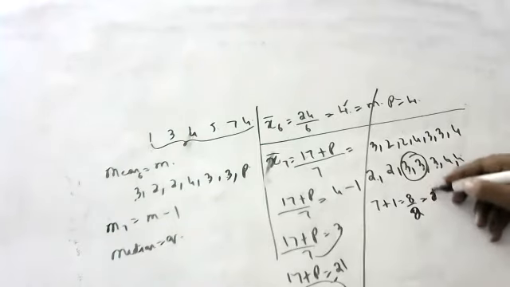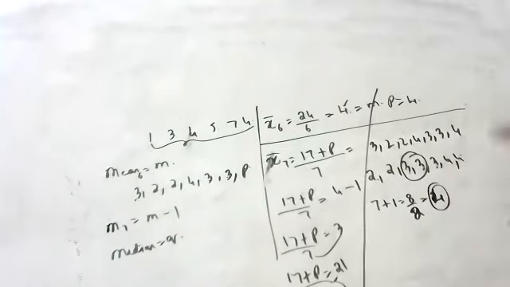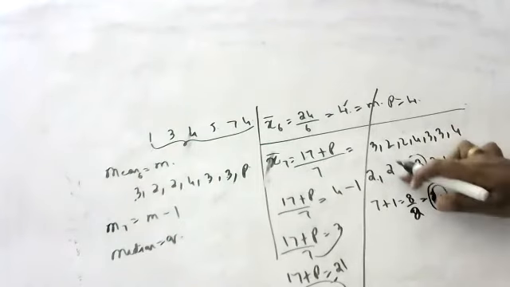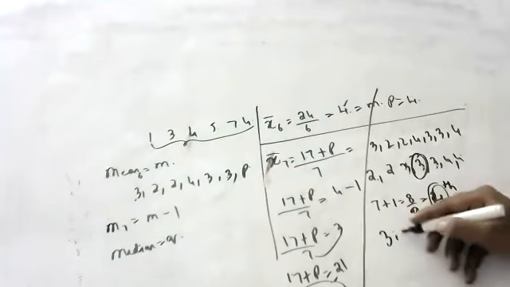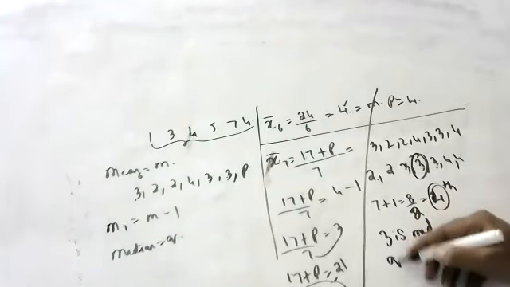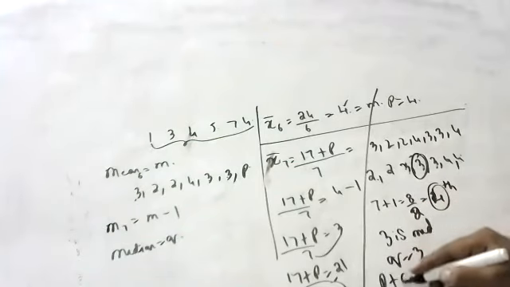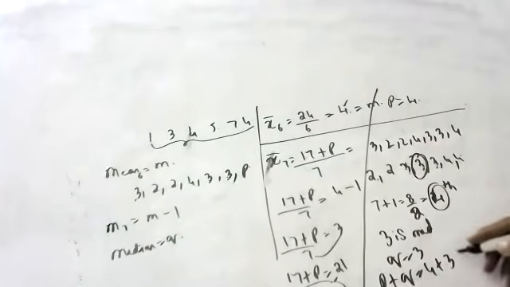8 by 2 is 4. The fourth one is 3, the median. Yes, I'm sorry, the fourth one is the median. So 3 is the median. So Q is 3. So P plus Q is equal to 4 plus 3, that is 7. Okay, sir.